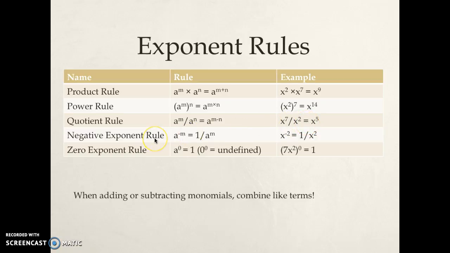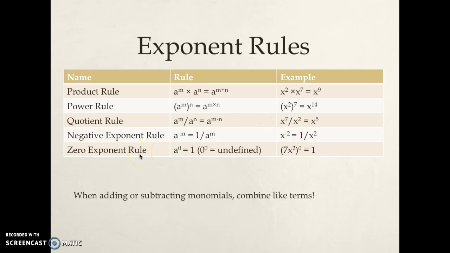Negative exponent rule. We don't like negative exponents, just like we don't like negative square roots. So we take a to the negative m power and we just flip it, or take the reciprocal. We say 1 over a to the m power, and that gets rid of that negative sign. So if we have x to the negative 2nd power, it's going to equal 1 over x squared. And notice how that negative sign is removed.